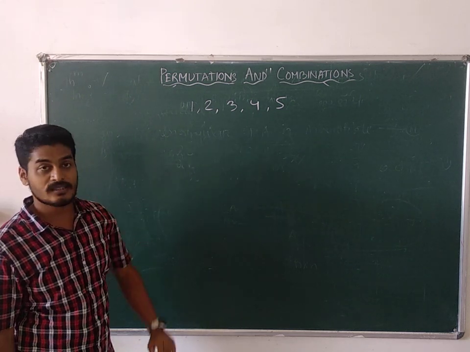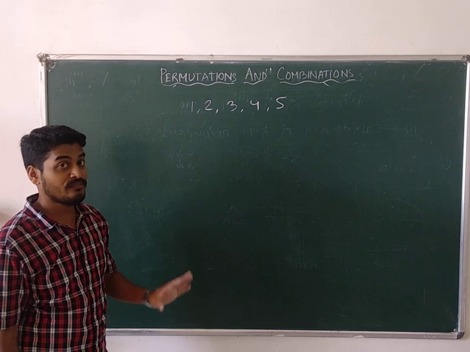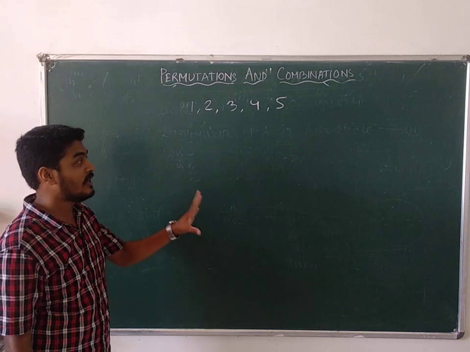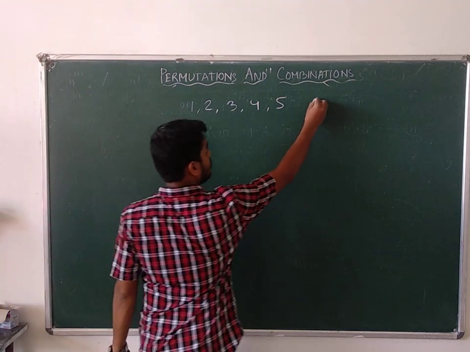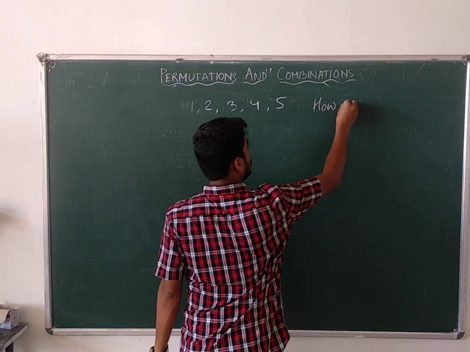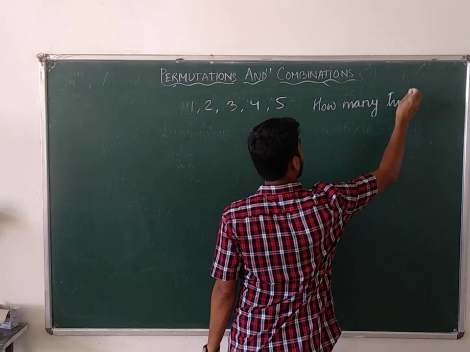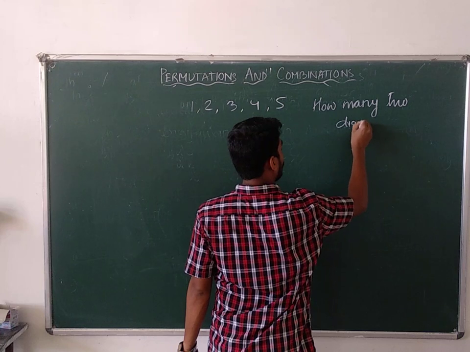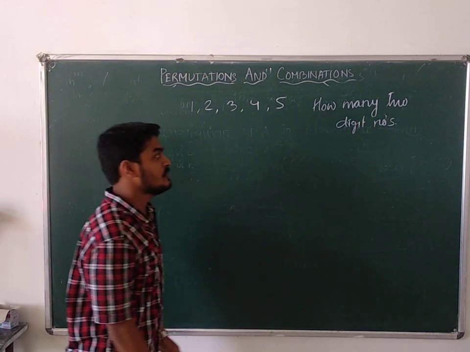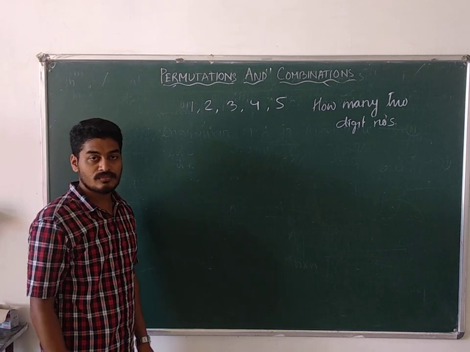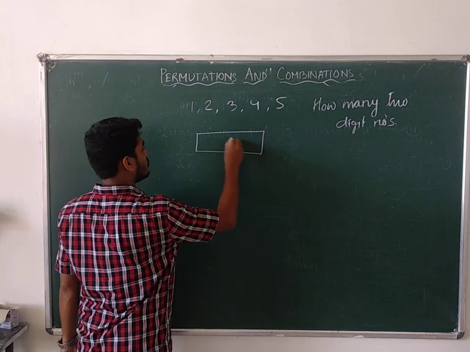Now just think about the situation. 5 objects are there: 1, 2, 3, 4, 5. Five objects you can say, or five digits. Suppose the question is given: how many 2-digit numbers can be formed? How many 2-digit numbers can be formed? Okay, so let's make 2 boxes.